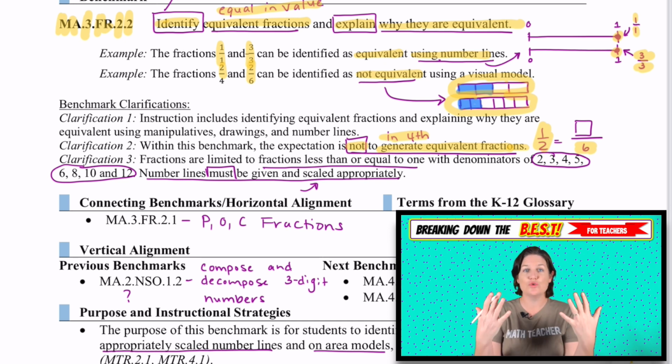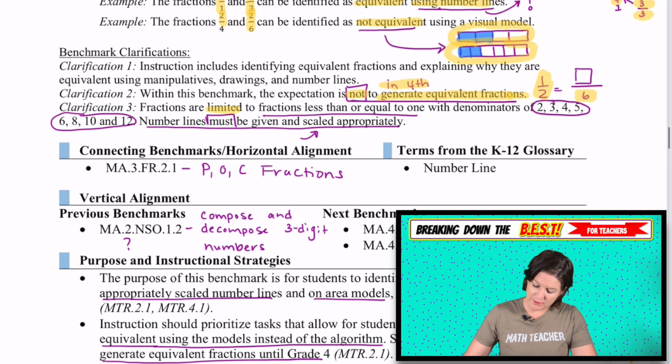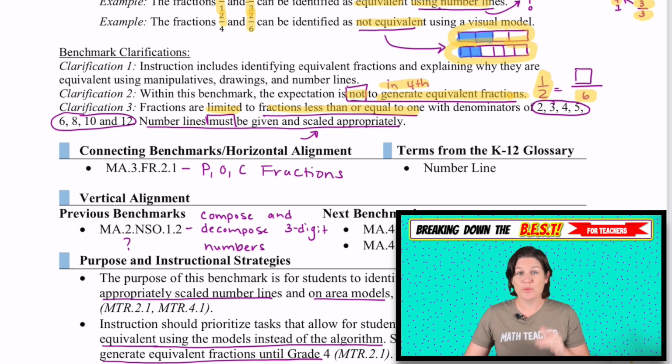We're given 2 fractions or more. We are provided with the fractions and then have to determine if they are equivalent or not. Fractions are limited to fractions that are less than or equal to 1. So we're not concerned with fractions that are greater than 1 or mixed numbers in this case. And the denominators, again, have the limits of 2, 3, 4, 5, 6, 8, 10, and 12. Number lines must be given and scaled appropriately. You'll see that in some of the resources that I show you in just a minute.